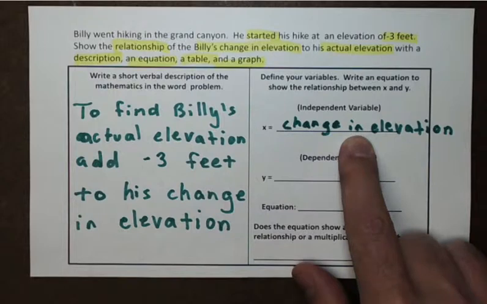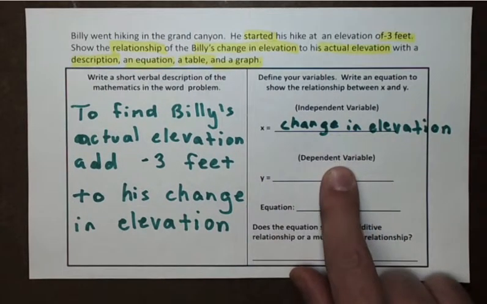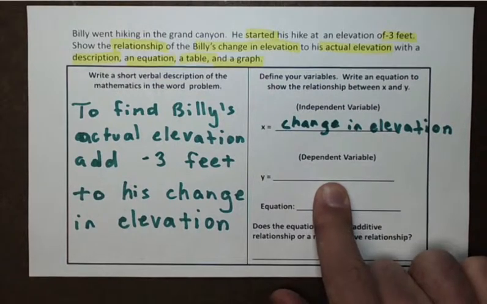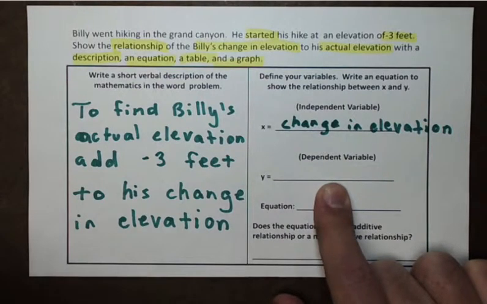Change in elevation. The dependent variable is a variable that depends on the change in elevation. That's going to be Billy's actual elevation. We can't find his actual elevation without first inputting what his change is, how far he's already hiked down. So the y, or the dependent variable, is going to be the actual elevation.